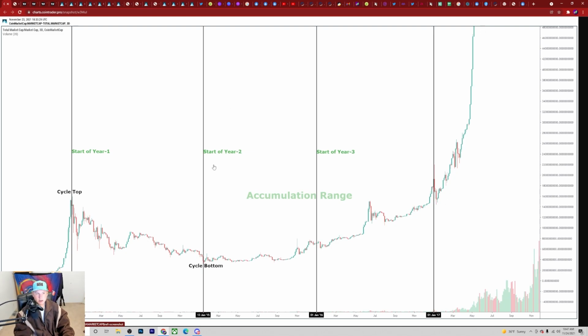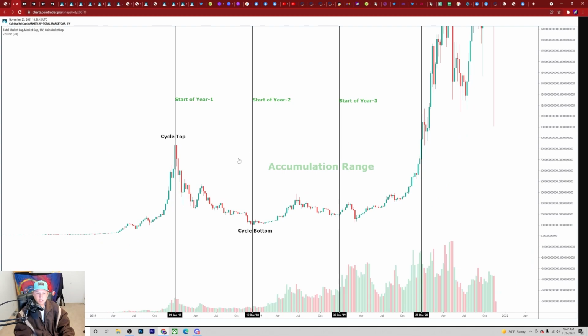This is 3 years and what it takes inside of that process. This is the total market cap today, and it's done the exact same thing through 3 years from the cycle top all the way to the end of year 3 and the breakout of that previous cycle top, the beginning of price discovery. It's the same exact chart all the way through.